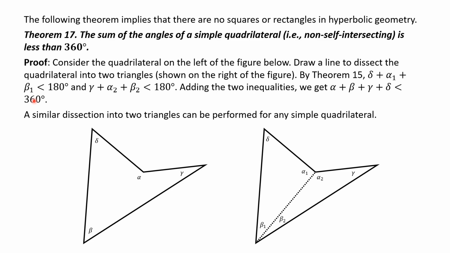So that's the proof of this theorem, and I just made a note here. A similar dissection into two triangles can be performed for any simple quadrilateral. So you can move this around a little bit here and get different shapes, but the same principle of dissection is going to work.